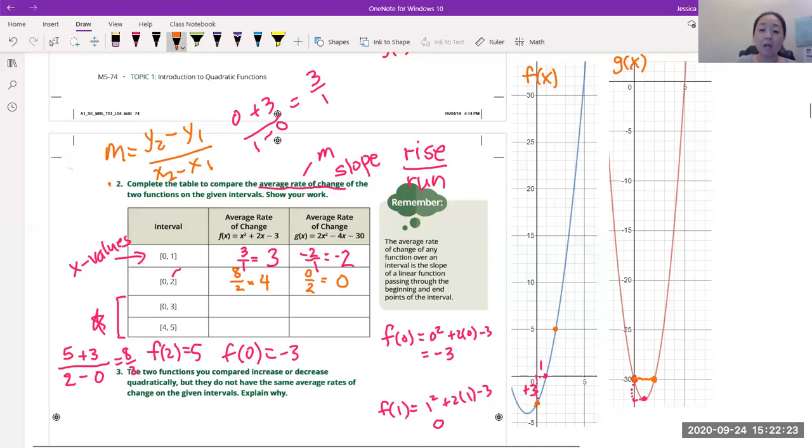And then for F of 1, where do we end up? We're plugging 1 in for all the X's, and we end up getting 0. Do you remember? The Y part was 0. So if you want to write this as a point, you just write it like that. And this is going to be 1, 0, just like that.